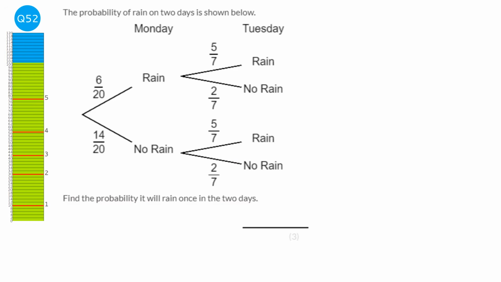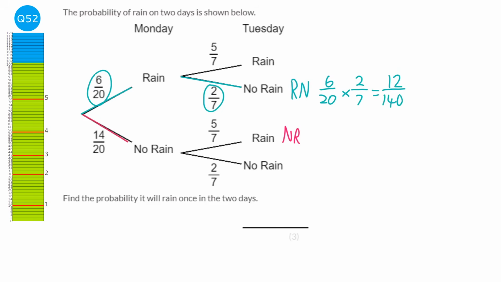So there are 2 outcomes where it will rain once in the next 2 days, and that will be rain and not rain, and not rain and rain. So to work out the probability it will rain on Monday and then not rain on Tuesday, what you're going to do is just multiply 6 over 20 by 2 over 7. So 6 over 20 times 2 over 7. And that will give us 12 over 140.